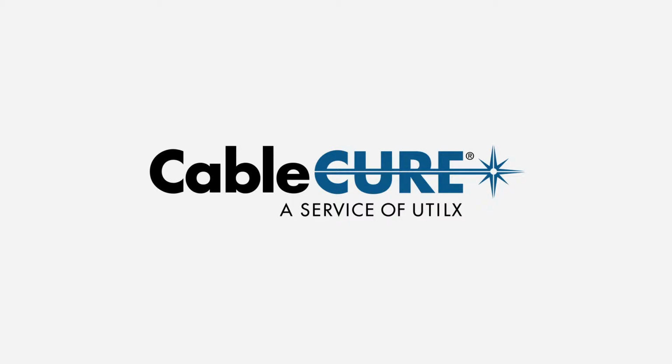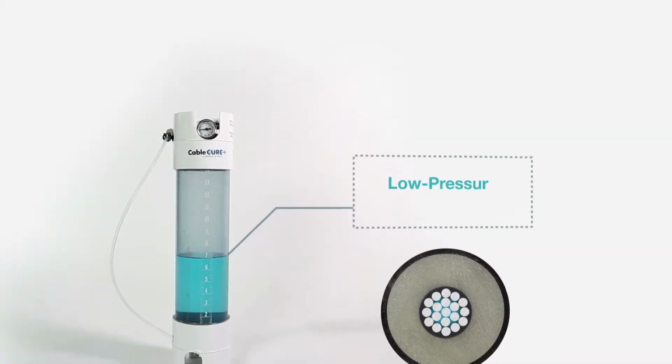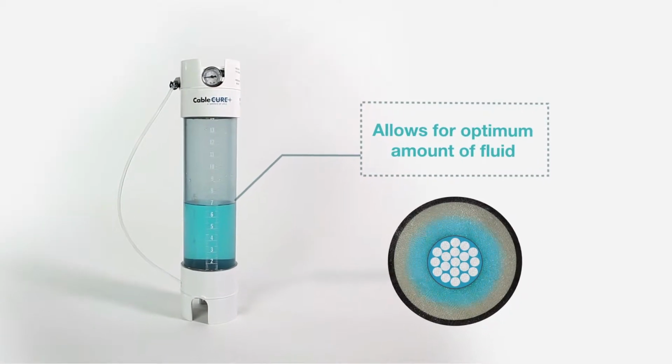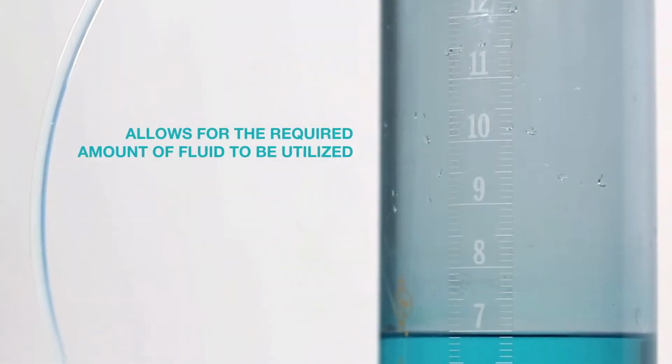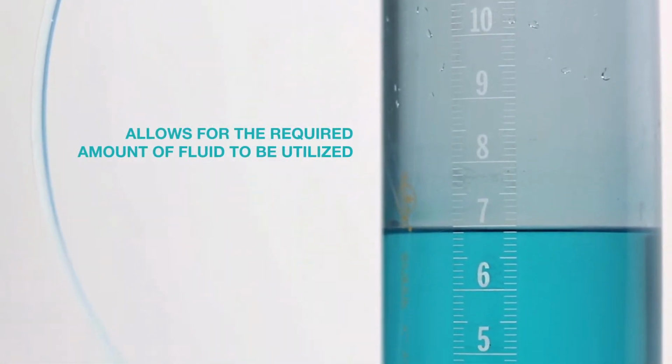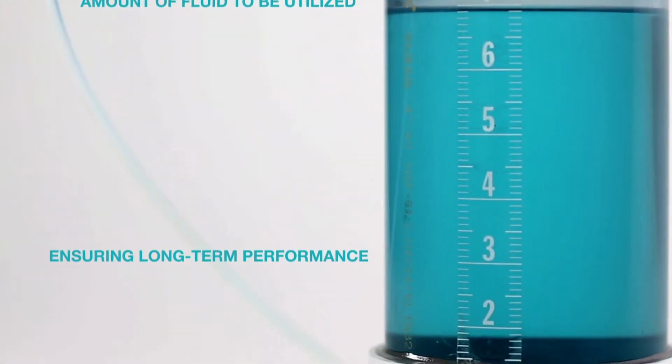The CableCURE process often includes the use of a temporary reservoir connected to the cable. This reservoir, known as a low-pressure feed tank, allows for the optimum amount of fluid to be fed to the cable's insulation. Without the feed tank, only the fluid volume that could coincidentally fit within the cable's conductor strands would be available to the cable's insulation. Instead, the low-pressure feed tank allows for the required amount of fluid to be utilized, ensuring long-term performance.